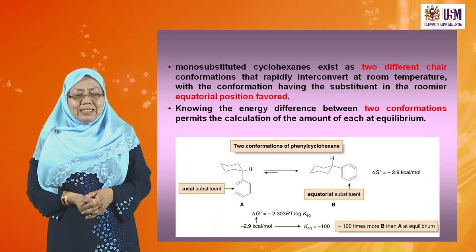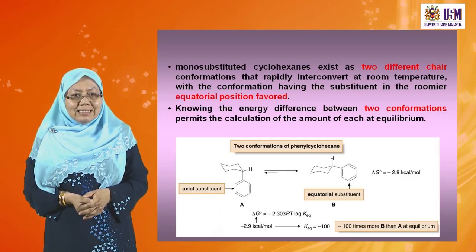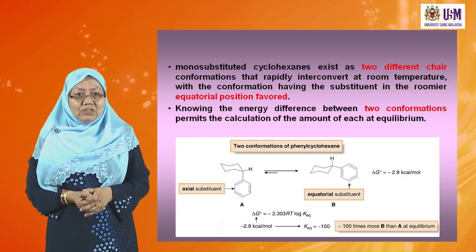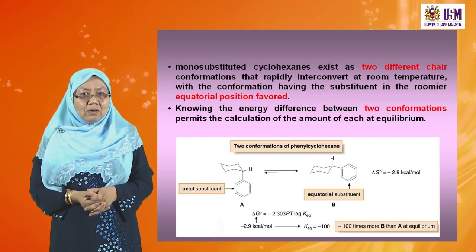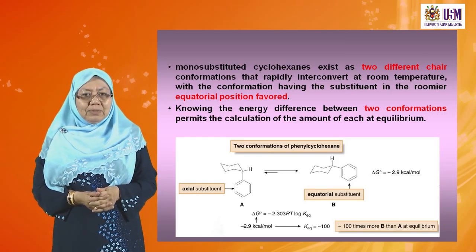The difference in energy is minus 2.9 kilocalories per mole. And with this we can calculate the equilibrium constant to be roughly 100. So we can see now that we will have 100 times more B than A at equilibrium, since the equatorial position is the more stable conformation. So knowing the energy difference between two conformations, we can calculate the amount of each at equilibrium.